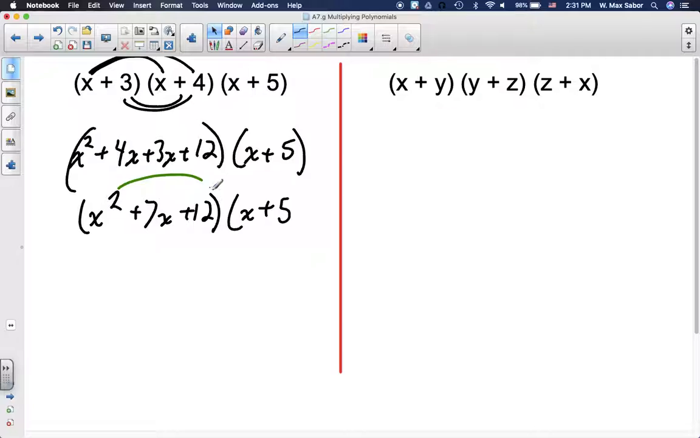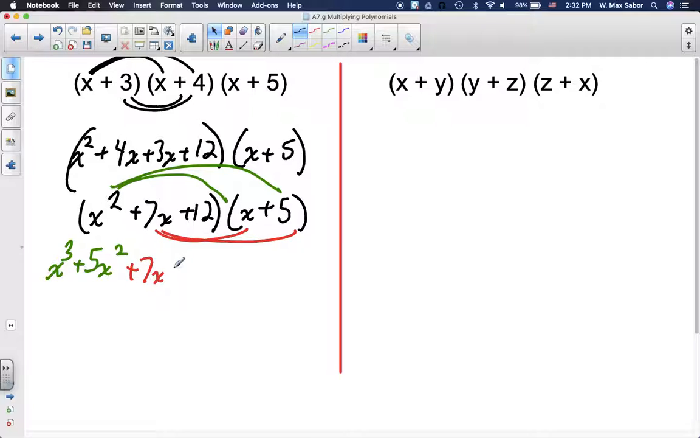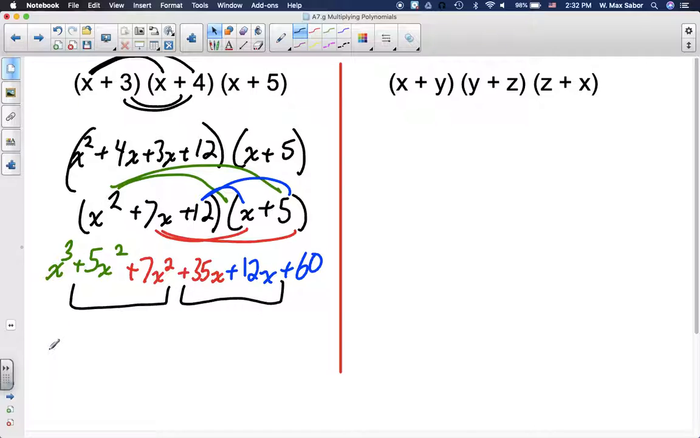Now we distribute the x squared, just the same as we did in the previous problem, so we get x cubed plus 5x squared. Distributing the 7x gives us 7x squared plus 35x. This is where I lost that variable there. And now 12 times x and 12 times 5, 12x plus 60. So the like terms, there is our 2 sets of like terms. X cubed plus 12x squared plus 47x plus 60.